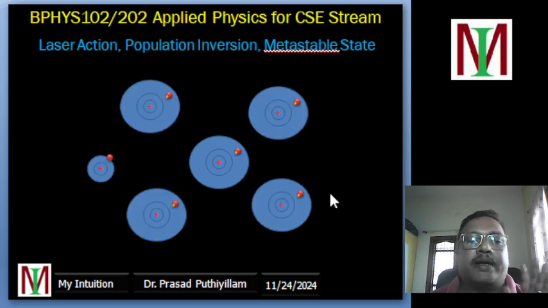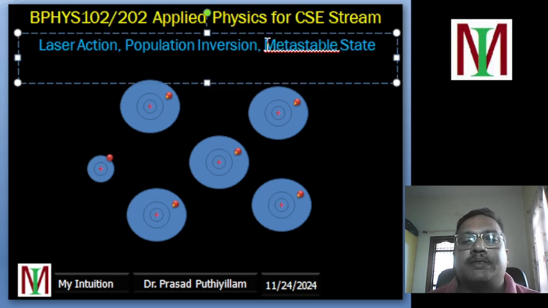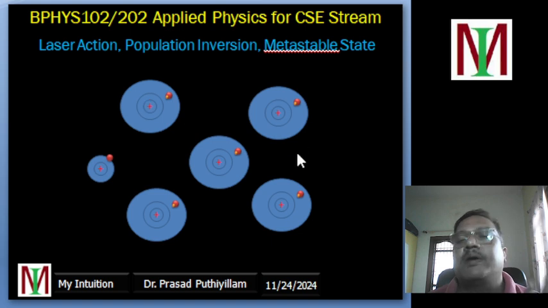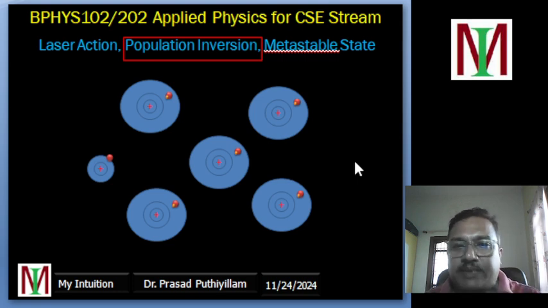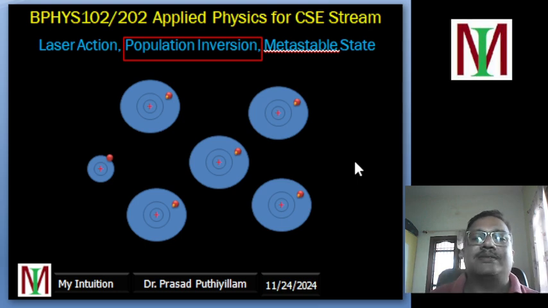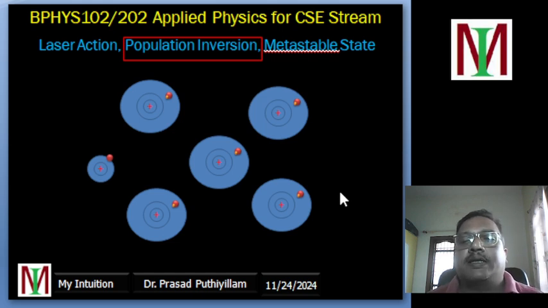Suppose many such atoms are absorbing the photons and going to an excited state, which is a metastable state. So these are all metastable states presented here: 1, 2, 3, 4, 5 metastable states, and one atom is in the ground state only. In such a situation, the majority of the atoms are in the excited state, and that too in the metastable state. The majority of the population is in the reverse case, the inverse case, not the normal case. We call it population inversion.